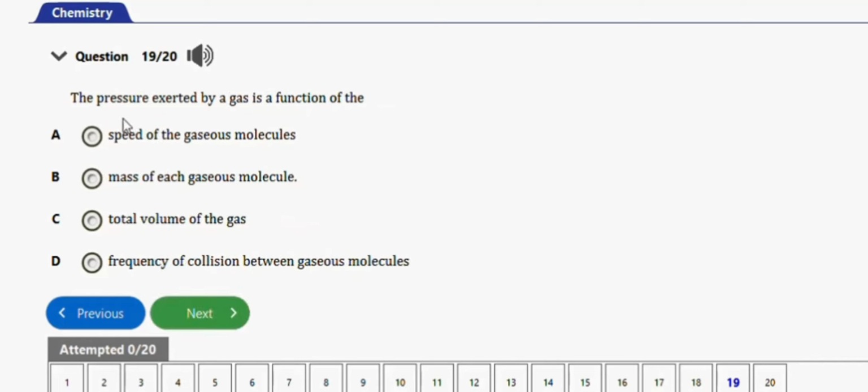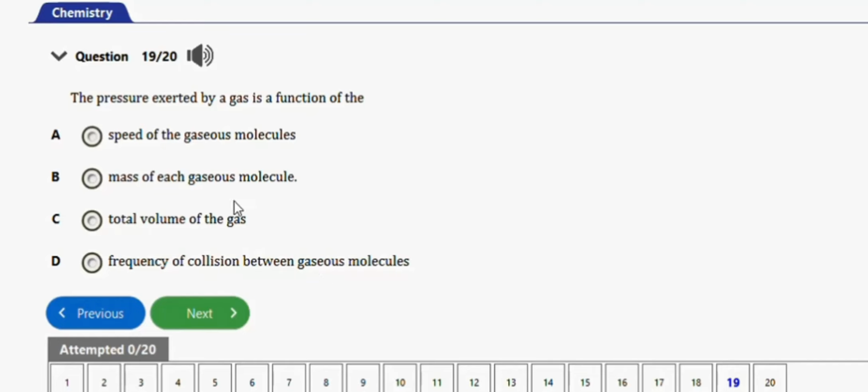It says the pressure exerted by a gas is a function of speed of the gaseous molecules, mass of each gaseous molecule, total volume of the gas, frequency of collision between gaseous molecules. So the right answer to this question is option D, which is frequency of collision between gaseous molecules.